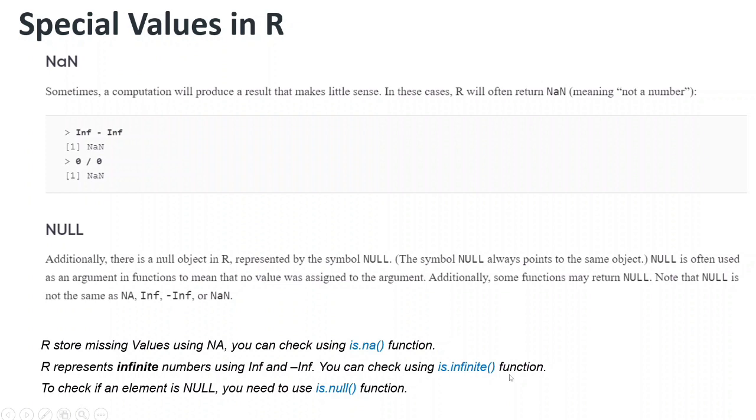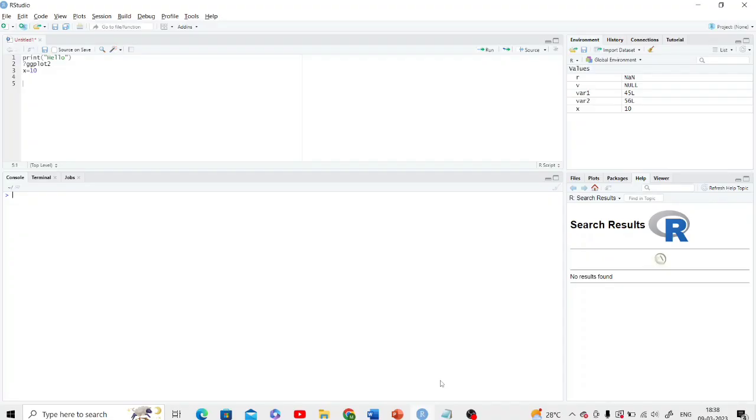Now let's try to grasp this using examples. Let's go to RStudio. Here we are in RStudio, and first we'll see NA values. NA represents missing values. So let's have a vector of 3 values.